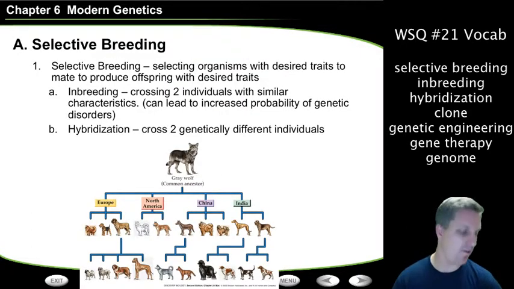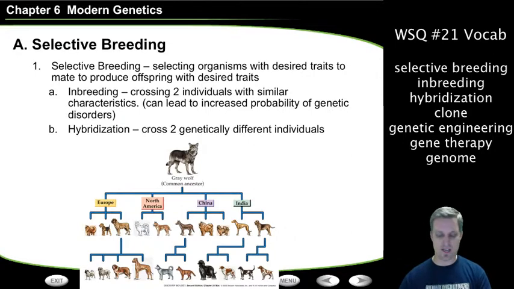First thing I want to do is talk about the 3 different ways that we can produce offspring or organisms with desired traits. The first of these 3 is something that's been around, honestly, for a very long time. It's called selective breeding. Selective breeding is the selecting of organisms with desired traits to mate in hopes to produce offspring with those same desired traits.